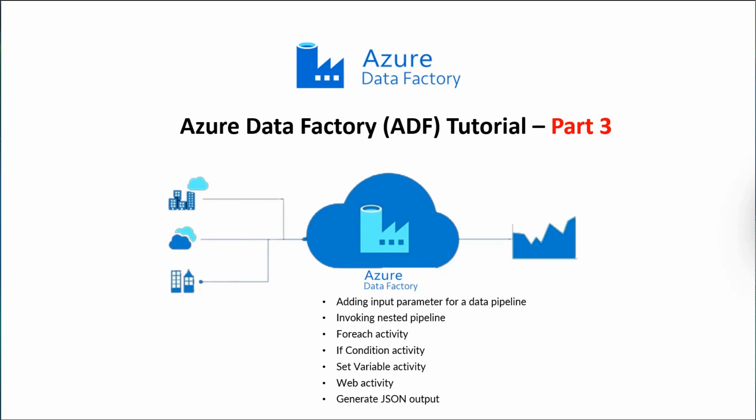Hello everyone, we continue our Azure Data Factory tutorial here. In this part, I show you how you can parameterize your pipeline, how you can call another pipeline from a pipeline, also show you how to use different activities like Foreach, If Condition, Set Variable, and Web. And also we generate a JSON file as the output of our data pipeline. Alrighty, let's get started.